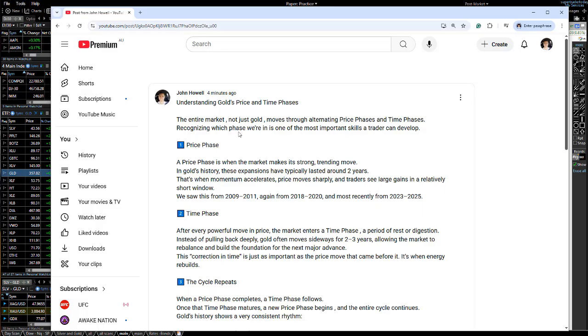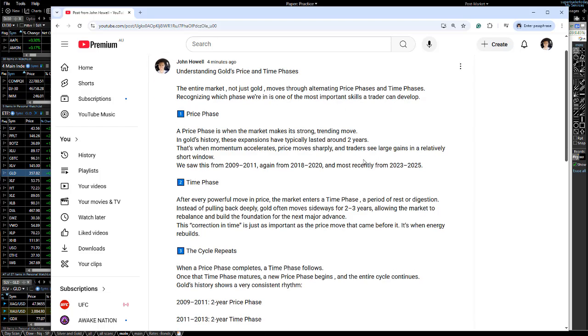Price phases and time phases, right? Recognizing which phase we are in is one of the most important skills you can develop as a trader. Now, remember I said before, one of the things you've probably heard me talk about through so many months and years, if you've been following me that long, is that I'm very big on the energy phase. Energy using, energy building, energy using, energy building. The price phase is like the energy using phase. A price phase is when the market makes its strong trending move.